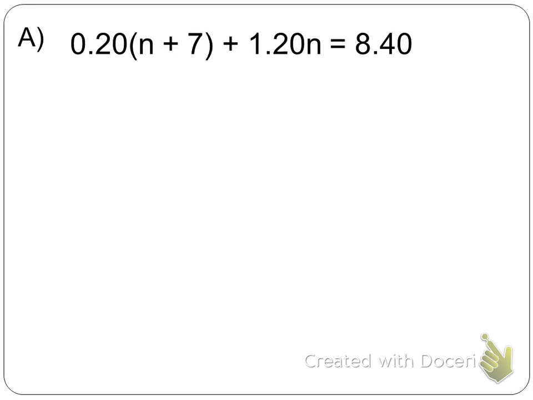How should I solve this? Yes, sir, in the front. Distribute 0.2 to n plus 7. Yes, you can distribute the 0.2 to the n and the 7. So that's 0.2n. And then 0.2 times 7 is like 14, and then you move the decimal in, right?